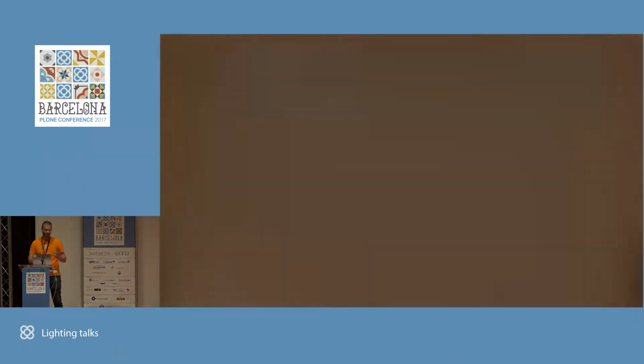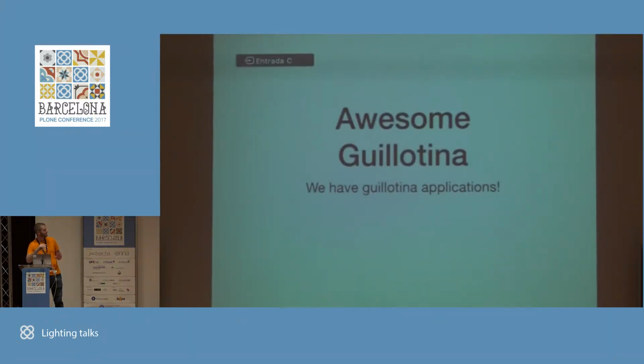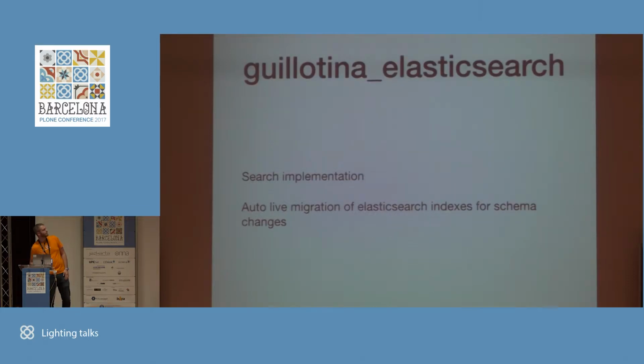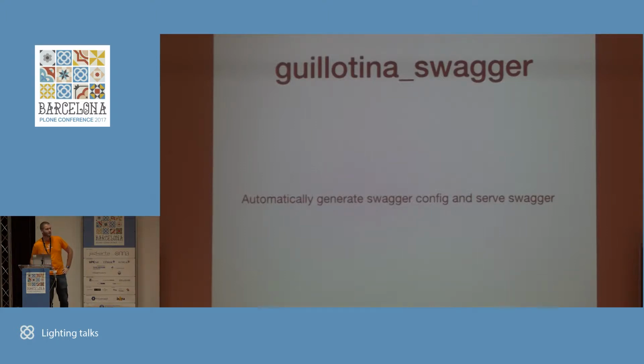Hey, just hold it, guys. All right, I was just going to talk about some cool Guillotina packages because we do have a decent number. Elasticsearch plugin, and the coolest thing about this, I think, is the migration. It does live migrations. If anybody has done Elasticsearch, migrating schemas is the worst. So this implements a live migration of your schemas. Swagger automatically generates Swagger and serves your Swagger UI.